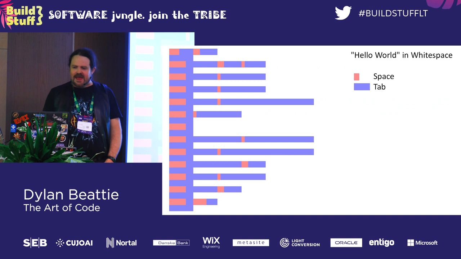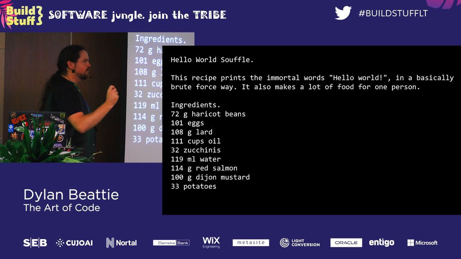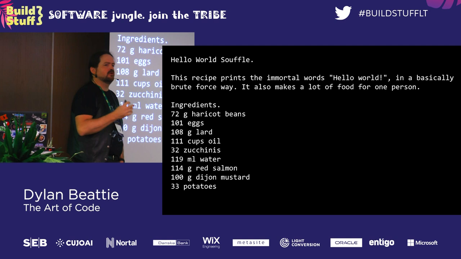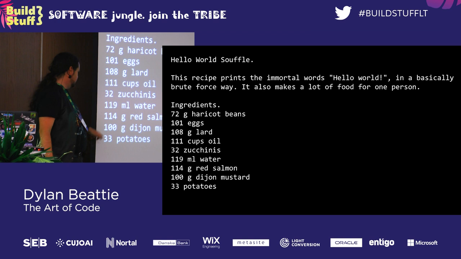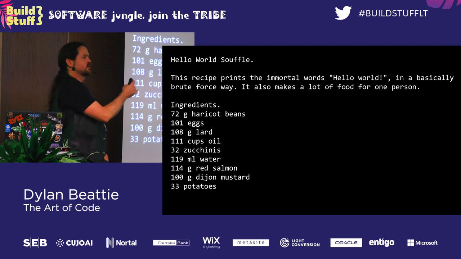This is the Hello World souffle in the programming language called Chef. Now, Chef is designed for writing programs that are also recipes. And the canonical Hello World involves 72 grams of beans, 101 eggs, 111 cups of oil, 100 grams of mustard, and 33 potatoes. Now, this prints Hello World when you run it in Chef, but it doesn't look like a terribly appetizing recipe.